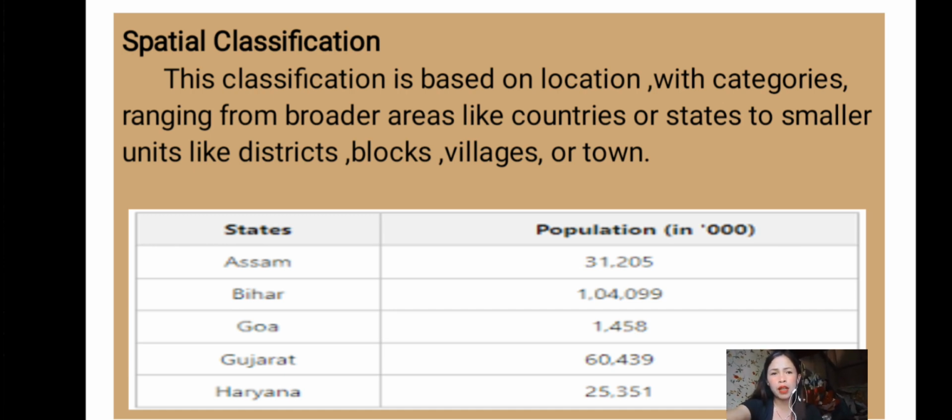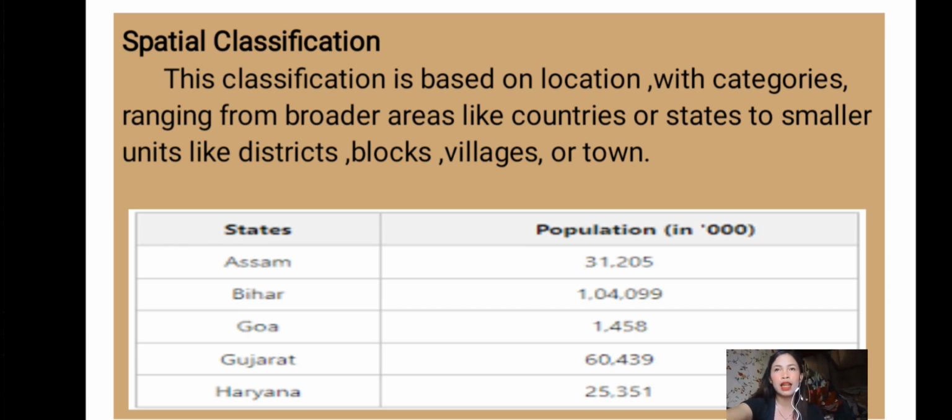So, I have here the example presenting the population of different states in a country. In the state of Assam, the population is 31,205, and Bihar is 104,099, and Goa is 1,458, and Gujarat is 60,439, and Haryana is 25,351. So as you can see here, every state has a population.